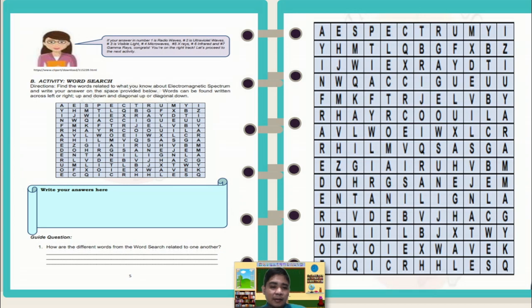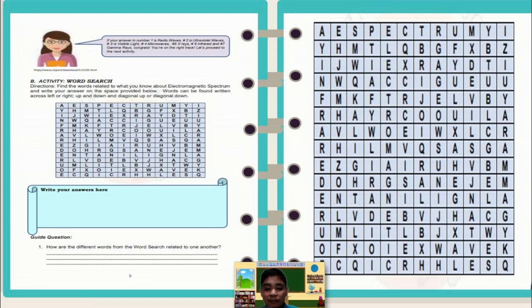Letter B activity, word search. Directions: Find the words related to what you know about the electromagnetic spectrum. Write your answer on the space provided below, or you may write your answers in your activity notebook. Words can be found written across, left or right, up and down, and diagonal or diagonal down.